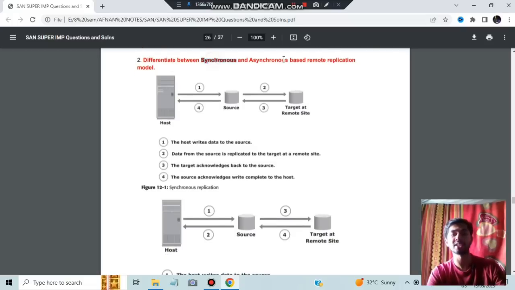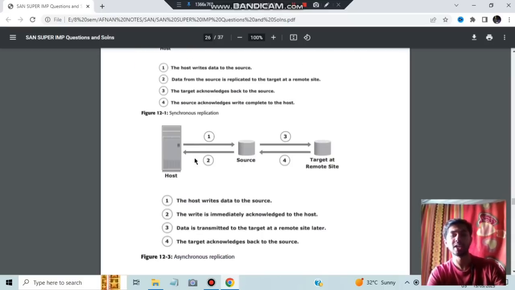Differentiate between synchronous and asynchronous remote replication models. In synchronous, first we send the data to the source, and it is stored on the target side. Only after it is stored will new data be fetched. That is synchronous. In asynchronous, it sends the data, some things happen here, and it fetches the next data, while the storing to the target side happens later, in parallel, in the background. So this is asynchronous.